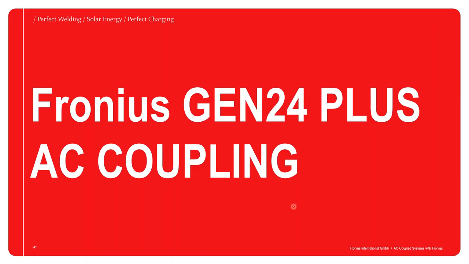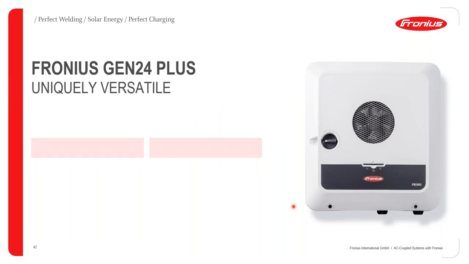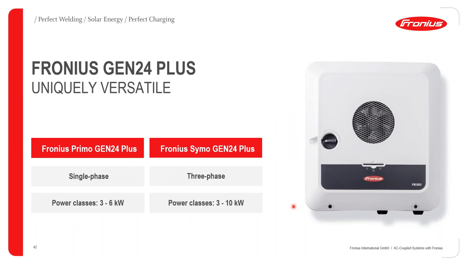We will now move to the Fronius GEN24 Plus AC coupling. I just want to give you some facts of the GEN24 Plus. Basically, the GEN24 Plus is the new hybrid inverter from Fronius. It comes in two variants, the Primo GEN24 Plus, which is single phase and comes in power classes of 3 to 6 kilowatts. We then have the SIMO GEN24 Plus, which is three phase and comes in a power class from 3 to 10 kilowatts.